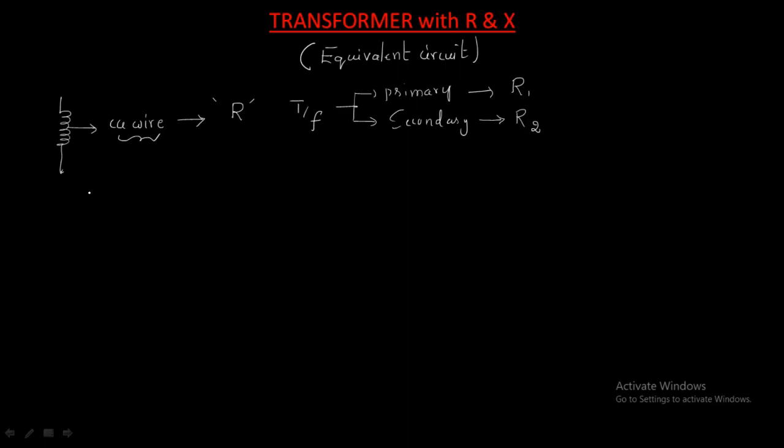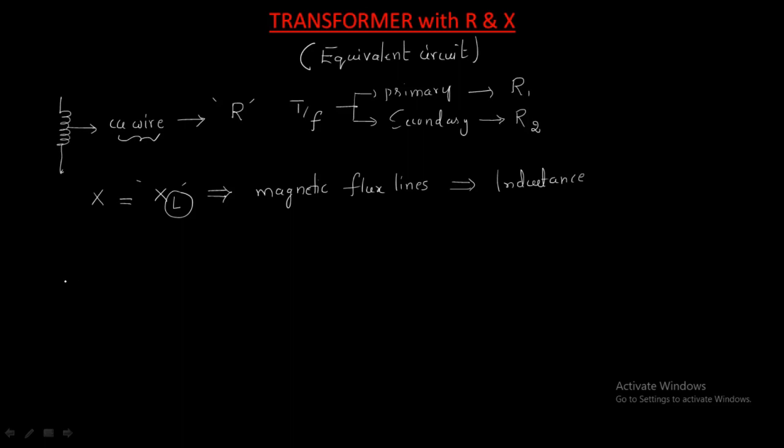Inductance. Where magnetic flux lines are there, there is an inductive reactance. Here the inductance is nothing but X, meaning inductive reactance. We get inductive reactance from magnetic flux lines. The more magnetic flux lines, the more inductance. Here in the transformer, the magnetic flux flows in the core itself.